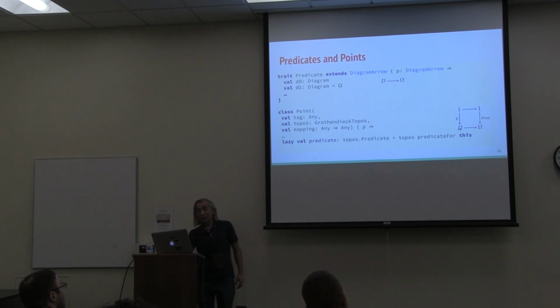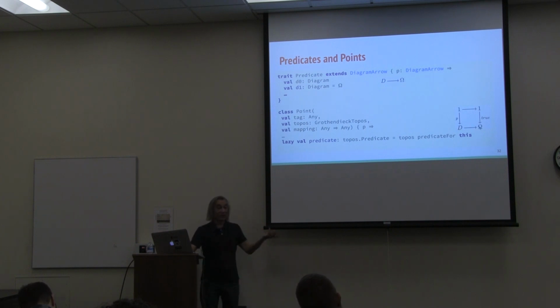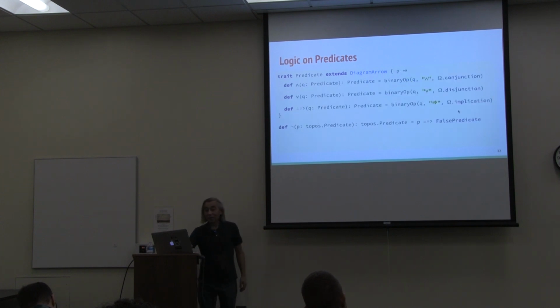It just produces true on those things that are inside this point. So given a point, we produce a predicate, and we build that predicate for this. So a predicate, this arrow from D to omega. Well, that's what a predicate is, right? An arrow to the classifier. The thing that classifies our point.